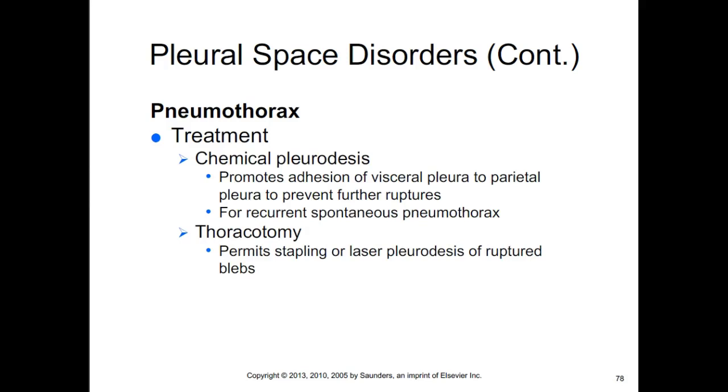Right, so you might see adhesion of the visceral pleura to the parietal pleura to prevent further ruptures, especially for recurrent spontaneous pneumothoraxes. And thoracotomy, right, like a type of stapling or lasering of the ruptured blebs.